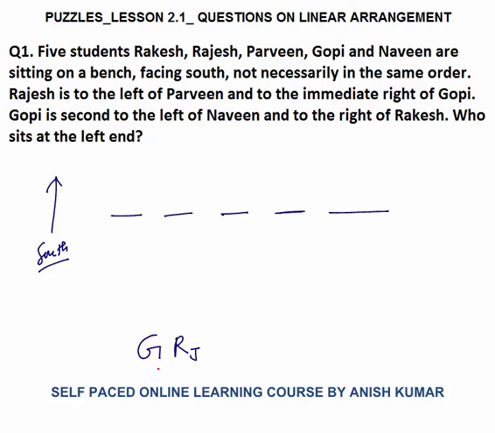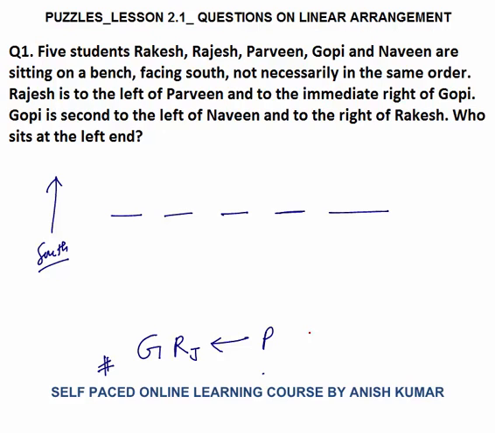We will write their first name, no need to write the full name. Rajesh is to the immediate right of Gopi and Rajesh is to the left of Parveen. So left of Parveen would be Rajesh and then it would be Gopi. This will be the first symbolic notation.